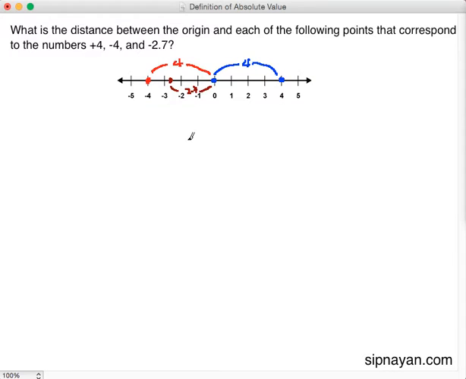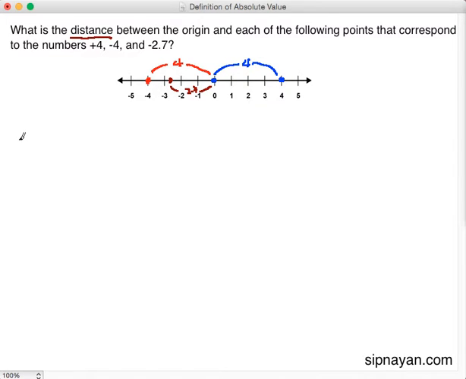Okay? So, ang unang mapapansin natin dito sa distances between points on the number line is that they're all positive, no? So, pag sinabi natin distance, palagi siyang positive. So, the distance from 0 to a negative number is positive. The distance from 0 to a positive number is also positive. So, the distance between the origin and the point that corresponds to a given number is called the absolute value, no? So, yan yung pinaka-definition natin ng absolute value.